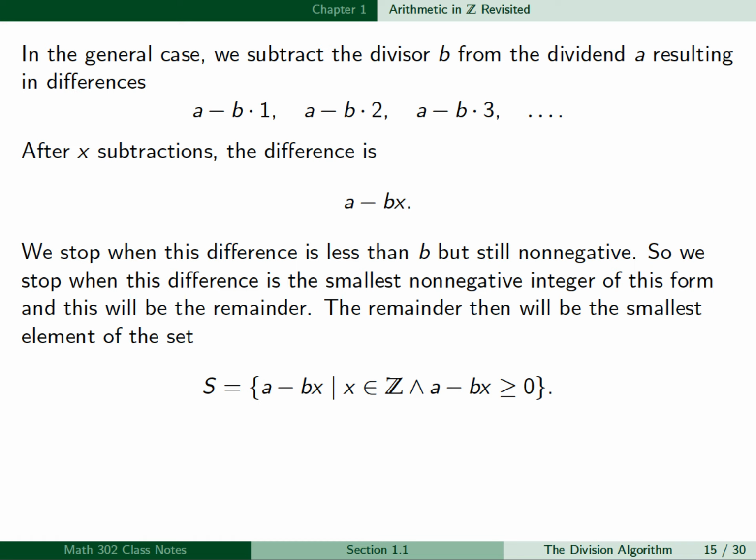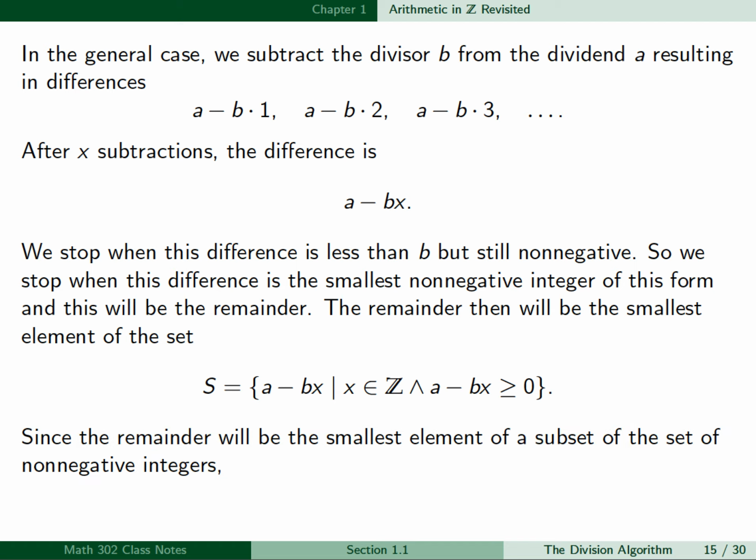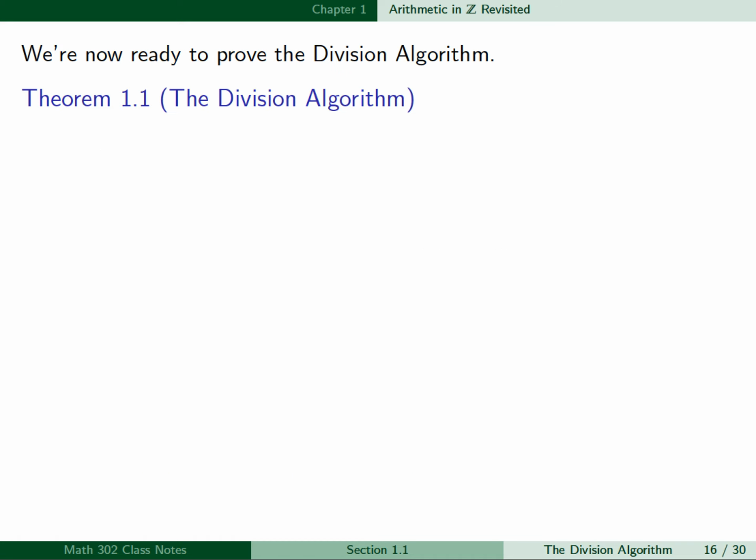So the remainder then will be the smallest element of the set S, consisting of differences a minus bx, where x is an integer, and a minus bx is greater than or equal to 0. Since the remainder will be the smallest element of a subset of the set of non-negative integers, we can use the well-ordering axiom to prove its existence. We're now ready to prove the division algorithm.